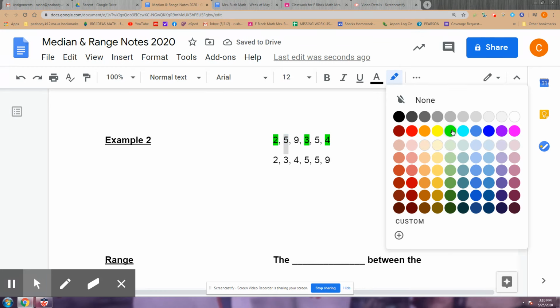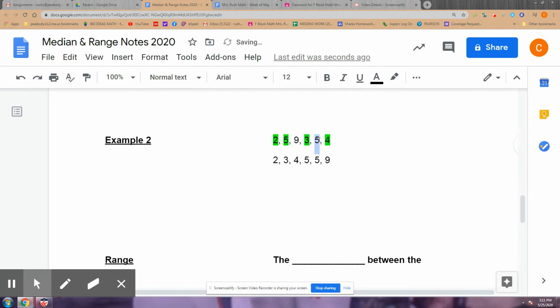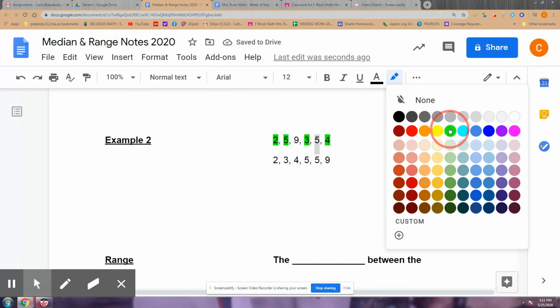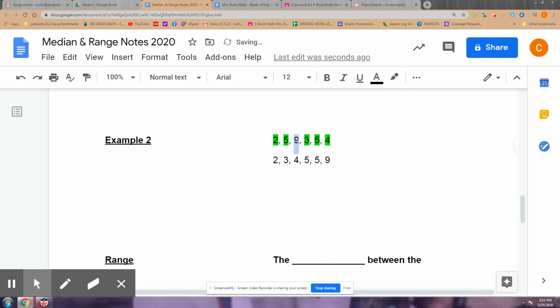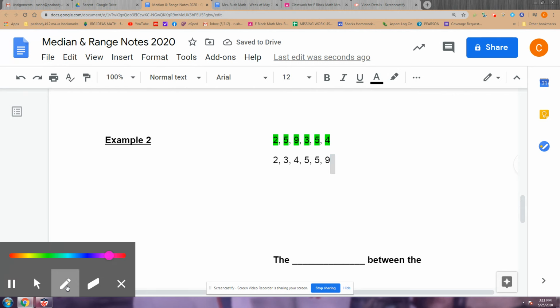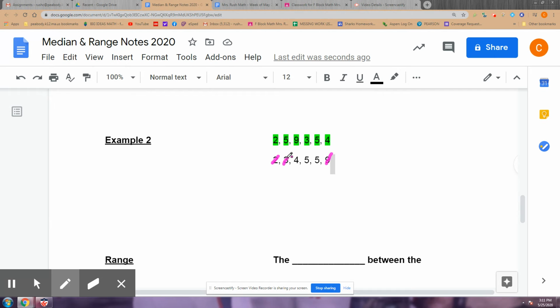All right, so we have our numbers ordered from least to greatest. Remember, that's always step 1. You have to do that first. Okay, now let's find the number in the middle. And remember, to do that, we're going to use the crossing off method. So I'll cross off a 2, one number on the left, and a 9, one number on the right. Then I'll cross off 3, a second number on the left, and a 5, a second number on the right.